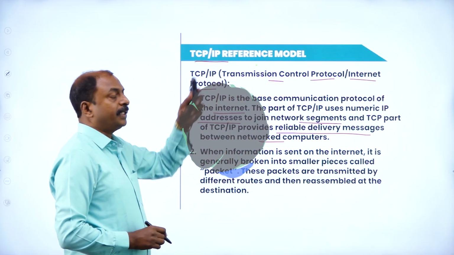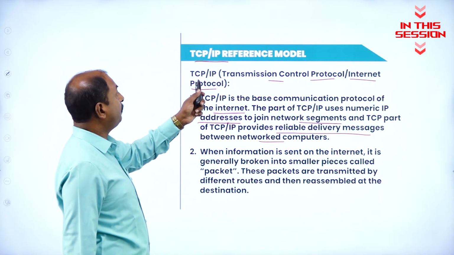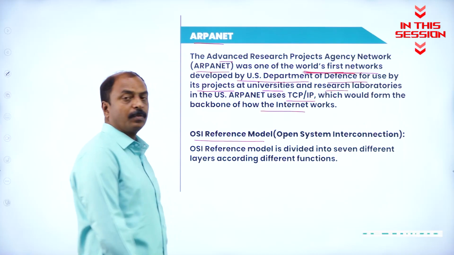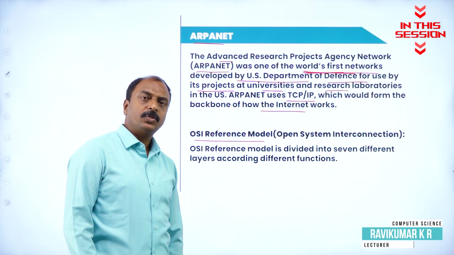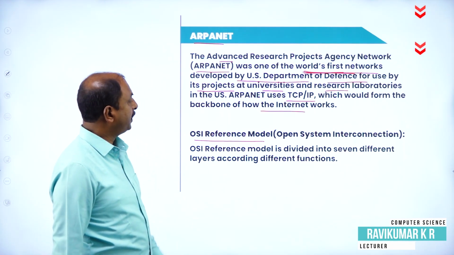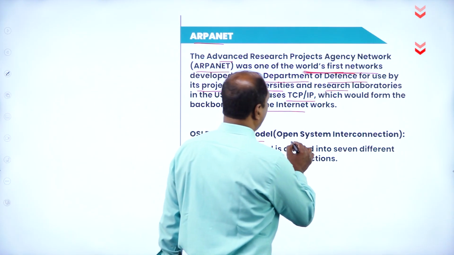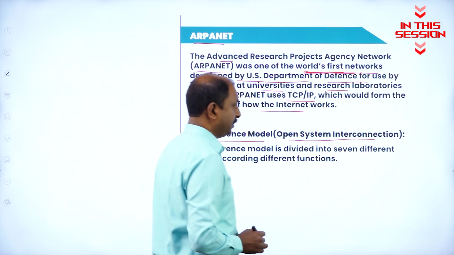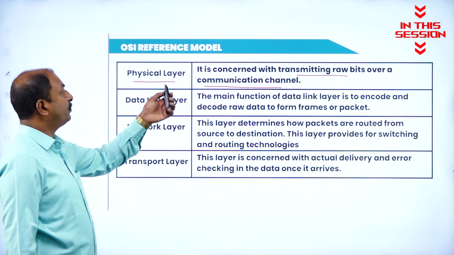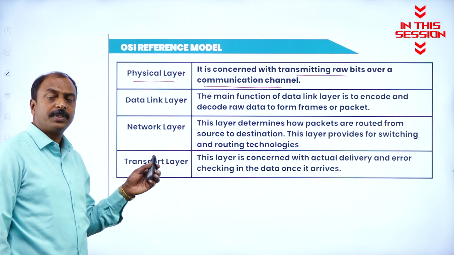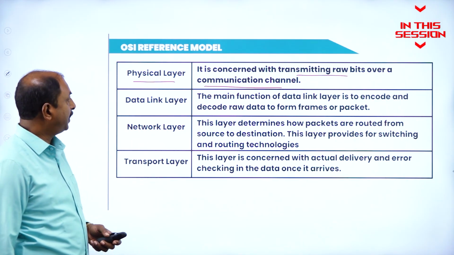There are two parts in TCP/IP. One is TCP, next one is IP. When you talk about computer networks, there are 2 to 3 models. One of them is OSI reference model. OSI stands for Open System Interconnection. This is the way you are transferring the data from computer to the medium, transmission medium.